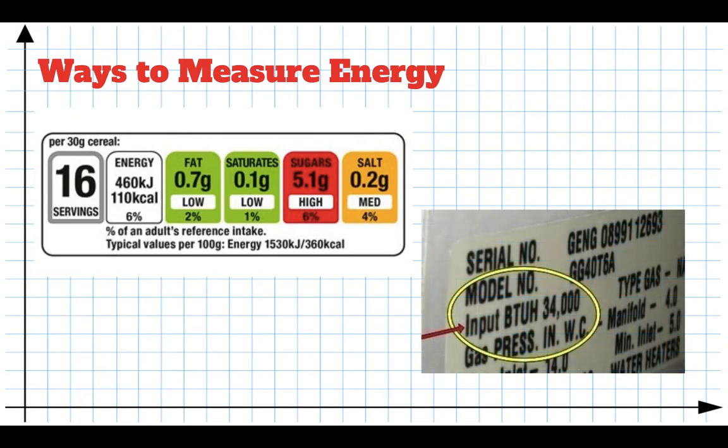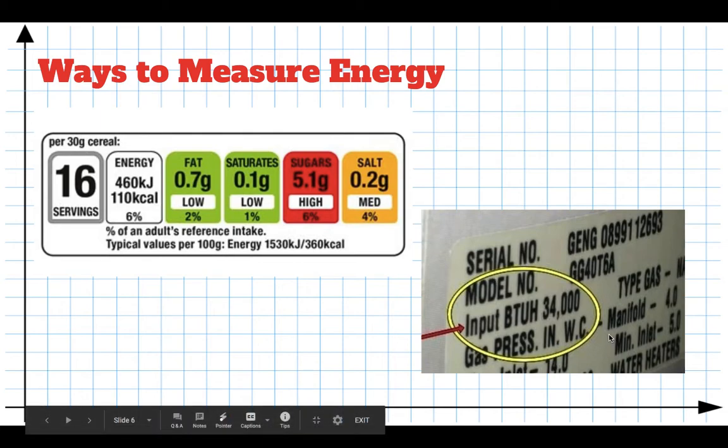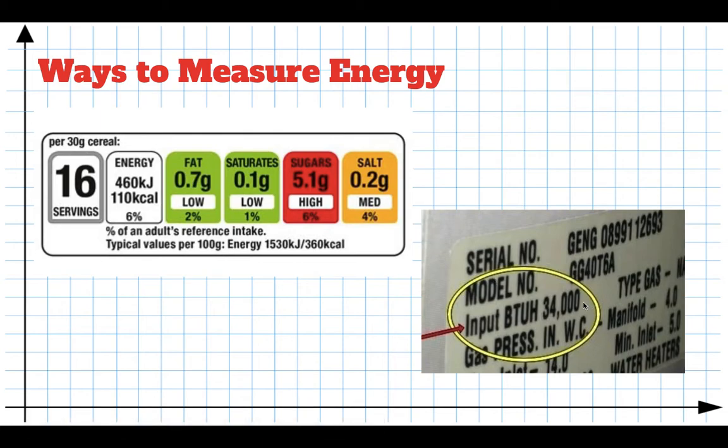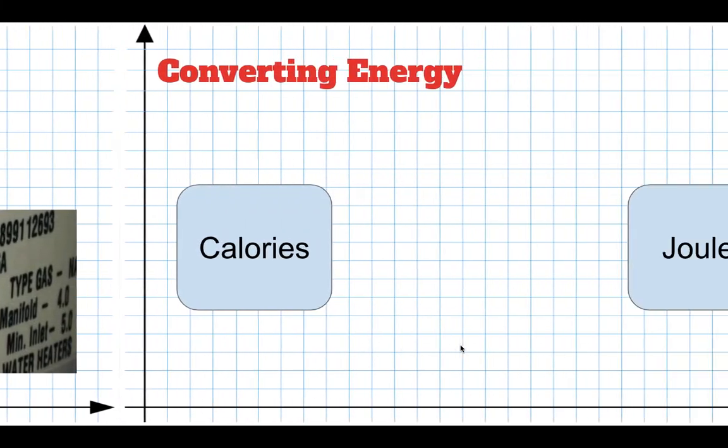Oh, this is a picture of my downstairs in my basement, a picture of my water heater, and it shows you right here the energy it takes to make it work. It's in BTUs per hour. That's what the H stands for. So 34,000 BTUs per hour. So it's about 3.5 times as powerful as my grill.